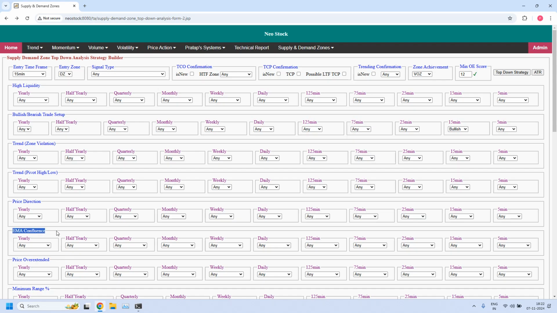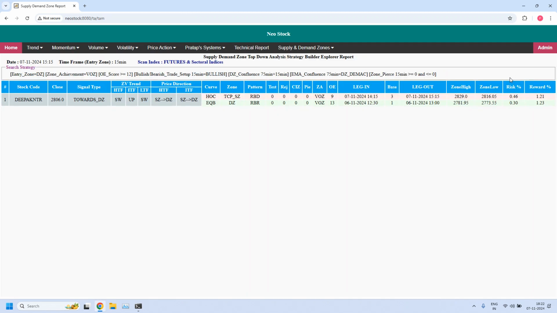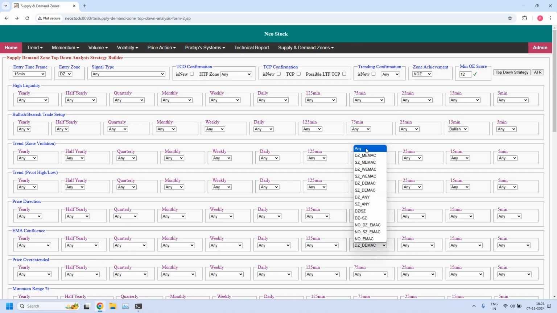Let's verify in the EMA confluence, daily time frame, that is 75, because the 15 minutes zone is part of the 75 minute zone. So these 75 minutes demand zones with daily EMA confluence filter, we got only one stock. So this demand zone is a high probability setup stock. Next let us verify LTF, ITF and HTF demand zone confluence.